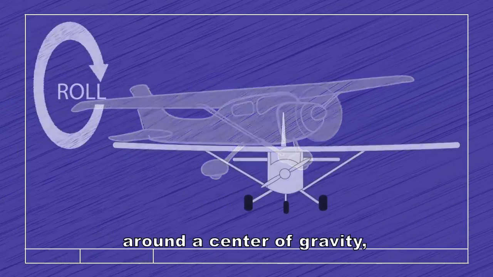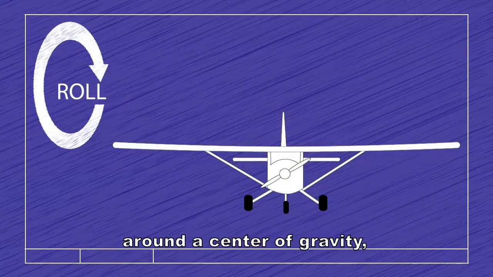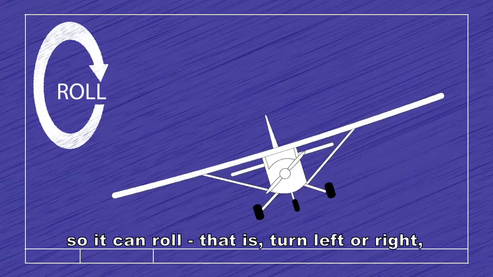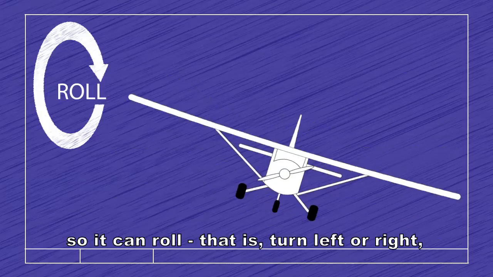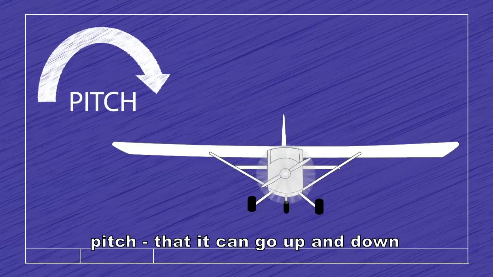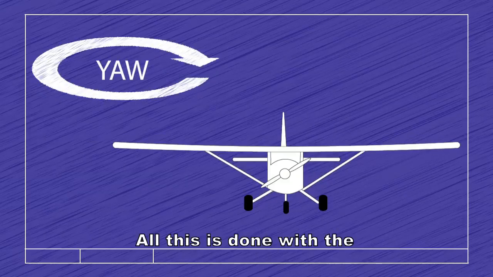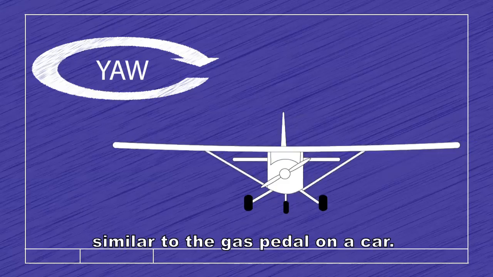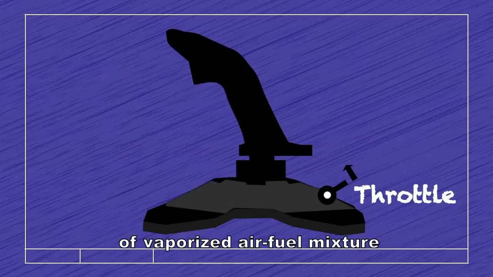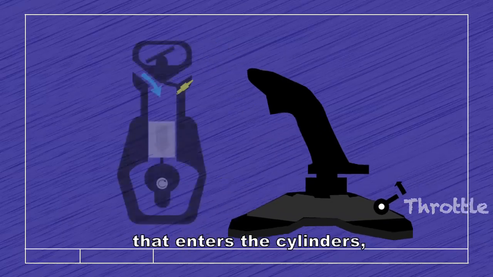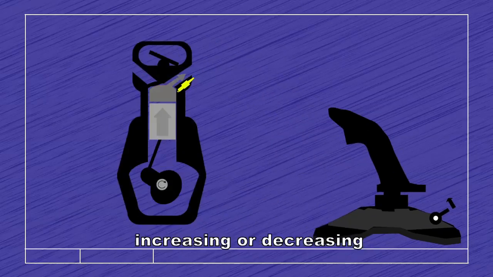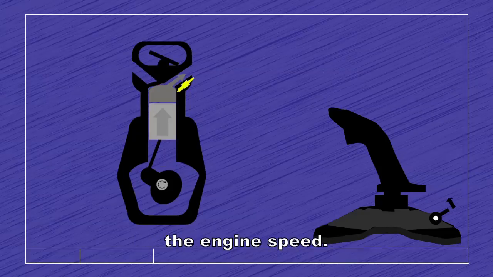Planes are designed around a center of gravity so that it can roll, that is turn left or right, pitch, that it can go up and down, and finally yaw. All this is done with the joystick and the throttle, similar to the gas pedal on a car. The throttle controls the amount of vaporized air-fuel mixture that enters the cylinders, increasing or decreasing the engine speed.